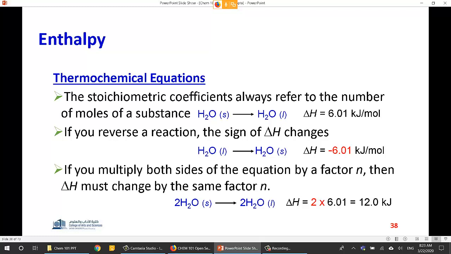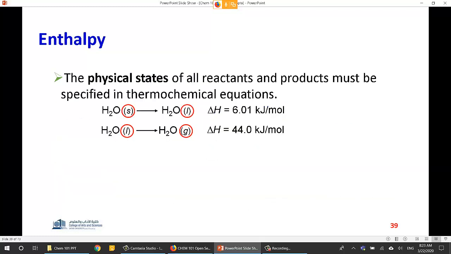Now, if you want at one point to multiply an equation by a factor, let's say you want to multiply this equation by 2, so it becomes 2H2O solid goes to 2H2O liquid, then in this case delta H will be 2 times that number, so 2 times 6 is 12 kilojoule. So remember that when you solve questions.